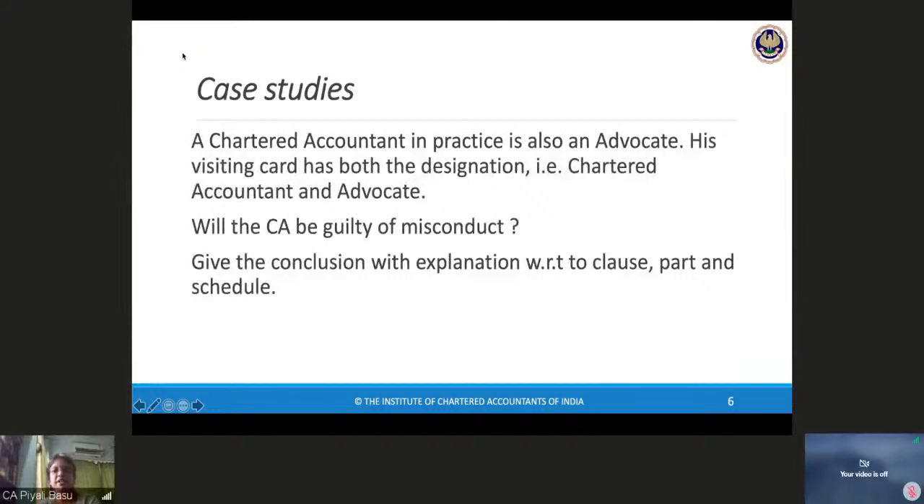A chartered accountant in practice is also an advocate. He has written on his visiting card his designation as chartered accountant and advocate. Will he be guilty of misconduct?